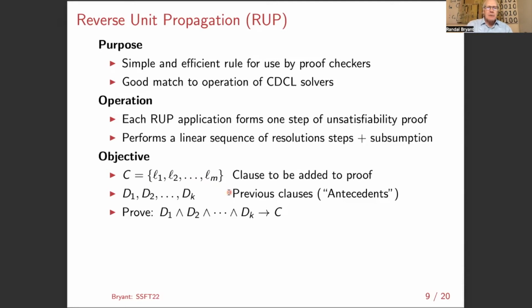And the strategy then is we'll do it by proving a conflict, proof by contradiction. In other words, we want to prove that the conjunction of all the D's implies C, but the way we'll do that is we'll assume the negation of the consequent. We'll assume that C is false, and show that that leads to conflict, a contradiction with the existing clauses.